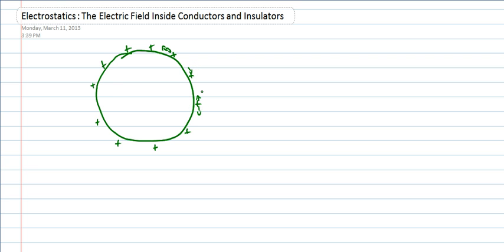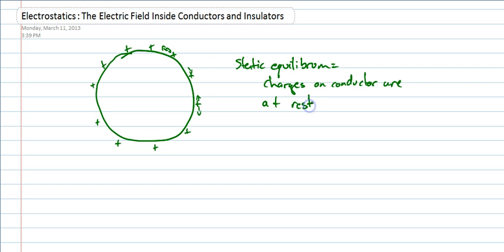And then they're going to stop. They're going to stop moving, okay? So we're going to call this static equilibrium. It means the charges on my conductor have come to a rest, okay? And that tells me some very important things. First of all, that tells me that the electric field inside the conductor is equal to 0, okay?